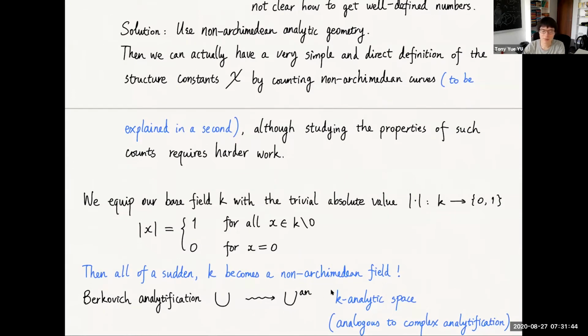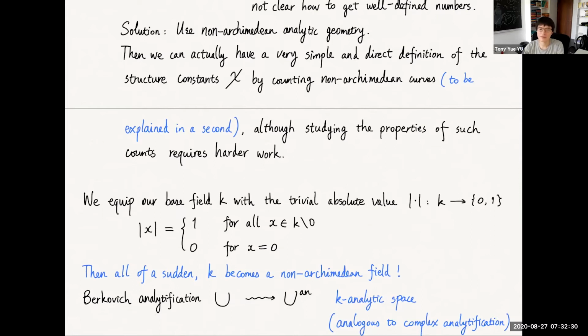And once we have a non-Archimedean field, we can apply the theory of Berkovich analytification. So U, recall that U is a log Calabi-Yau variety over K, and now K is a non-Archimedean field. So by Berkovich analytification, we obtain a K-analytic space U^an. If you didn't know the theory of analytification over non-Archimedean fields, you can just think that it's analogous to complex analytification.